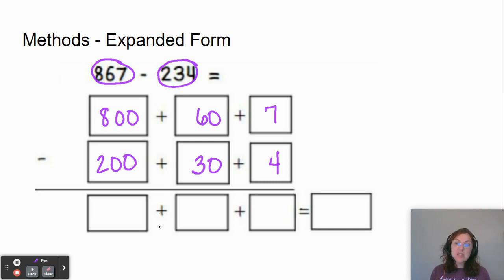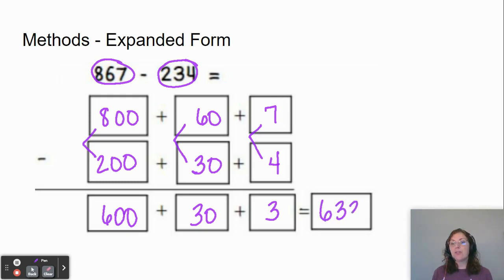So now you subtract the values. All right, let's start with the ones place now. 7 ones minus 4 ones is 3 ones. 60 minus 30 is 30. And 800 minus 200 is 600. Now write your number across. So 633. Again, notice the student doesn't have to borrow in this case.